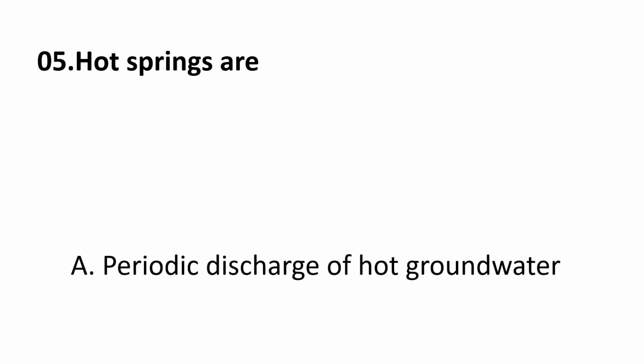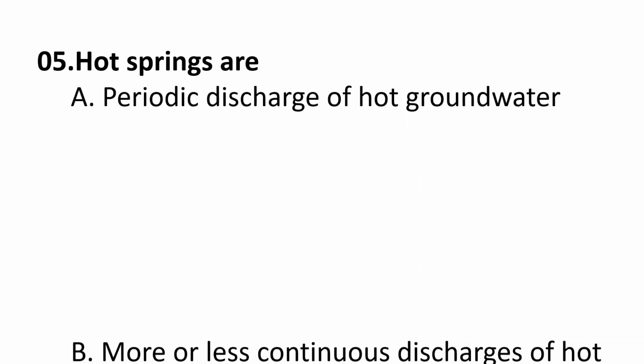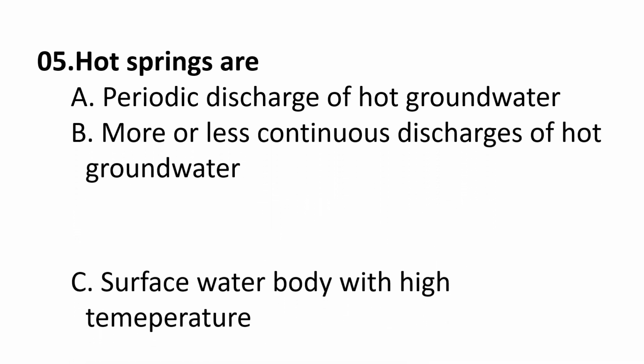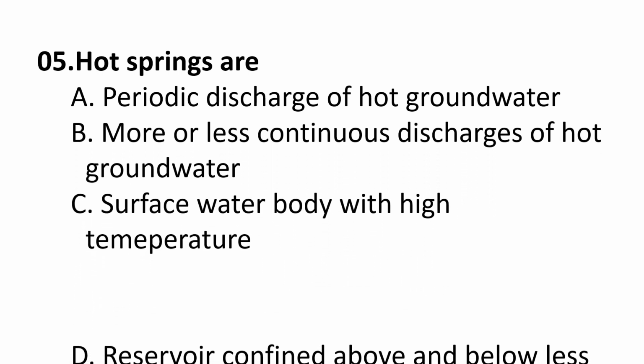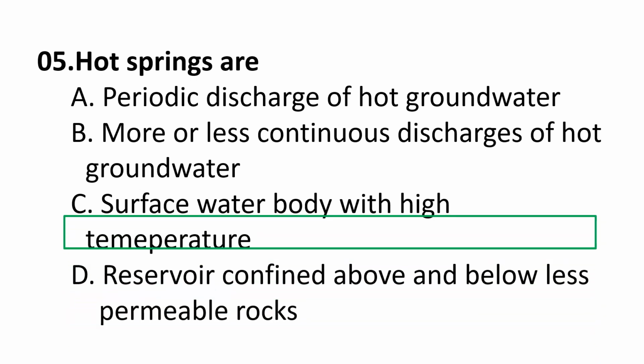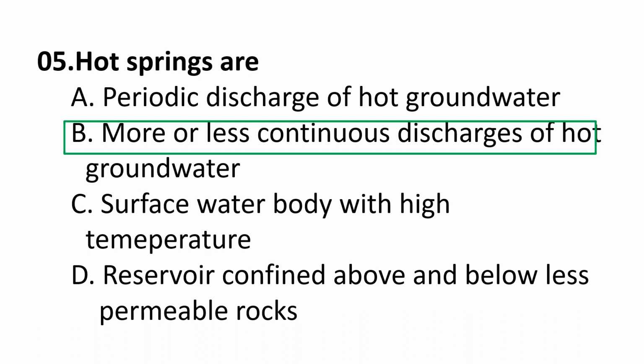So coming to the fifth question, hot springs are. Choices are A, periodic discharge of hot groundwater, B, more or less continuous discharges of hot groundwater, C, surface water body with high temperature, D, reservoir confined above and below by less permeable rocks. The correct answer is B, more or less continuous discharge of hot groundwater.